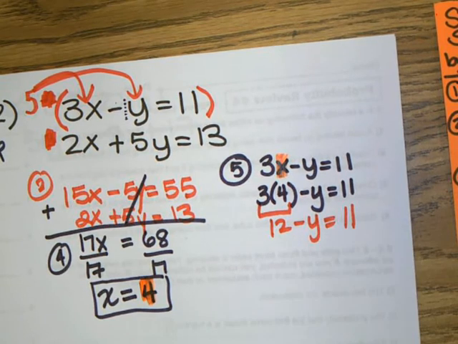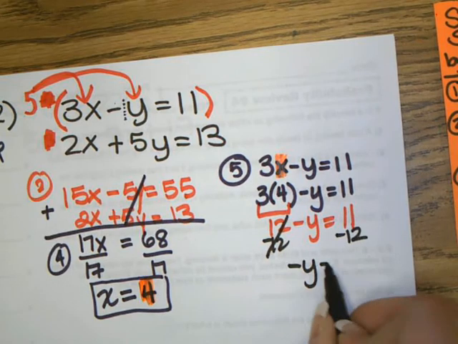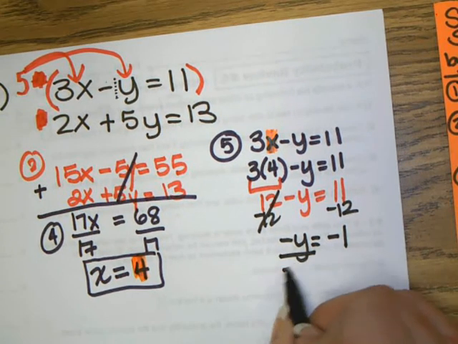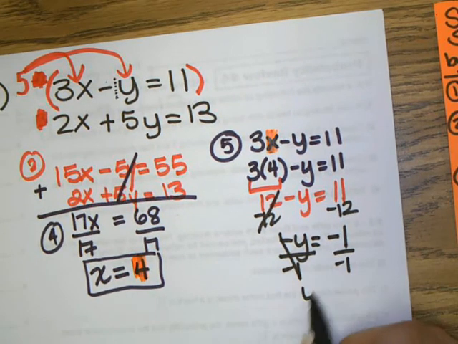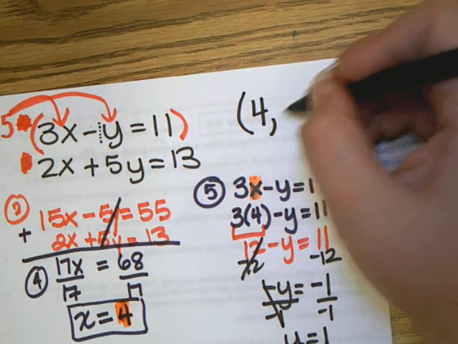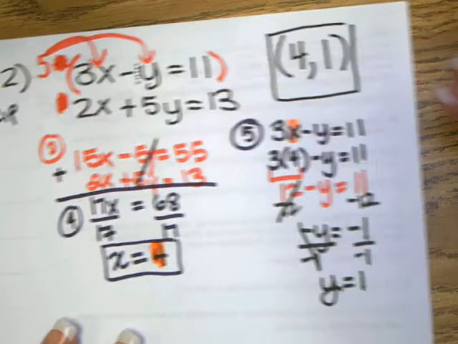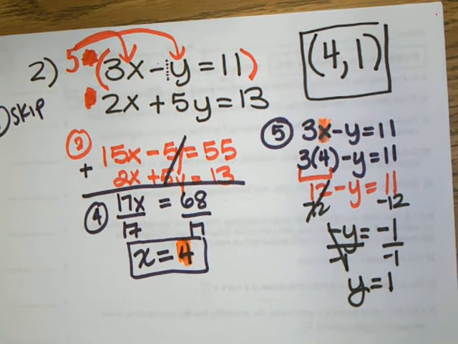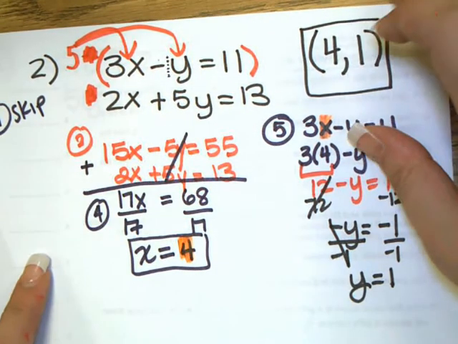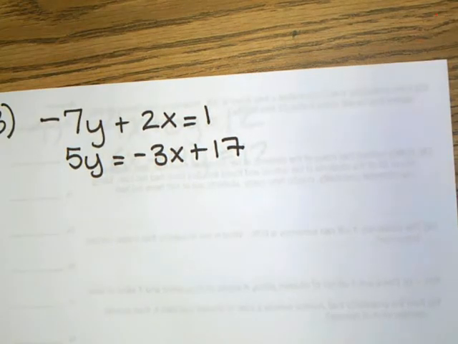So 3 times 4 is 12. And then subtract 12. We don't want to know what negative y equals. We want to know what y equals. So I'm going to divide by negative 1. And we get y equals 1. So our solution is 4 for x, 1 for y. And again, you could plug these values in and make sure it is correct.